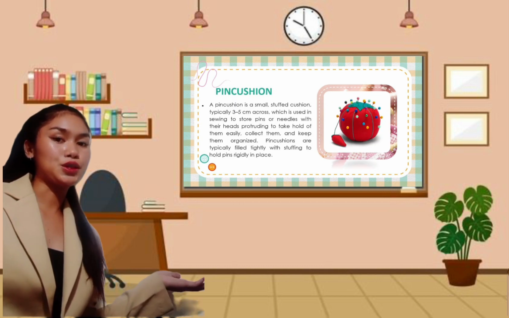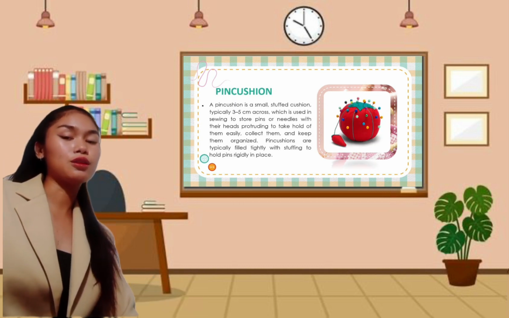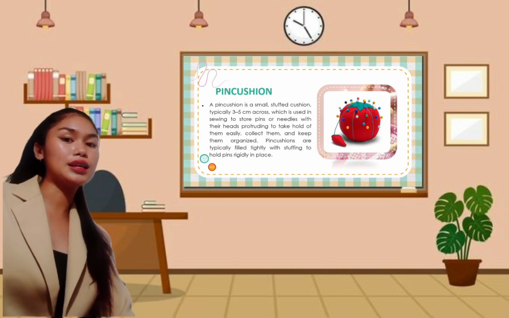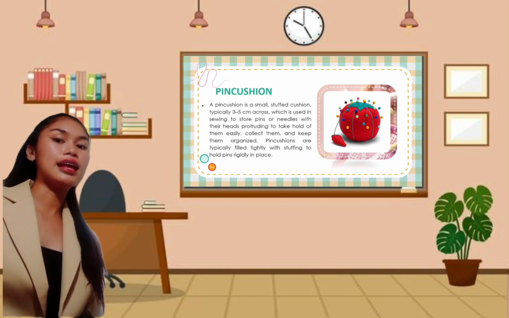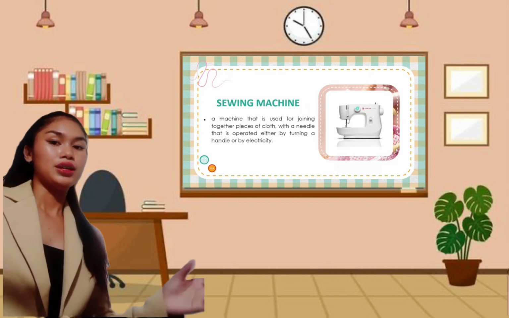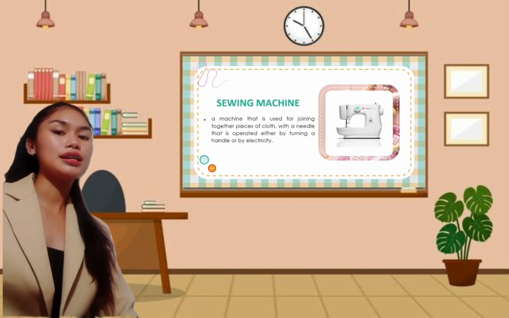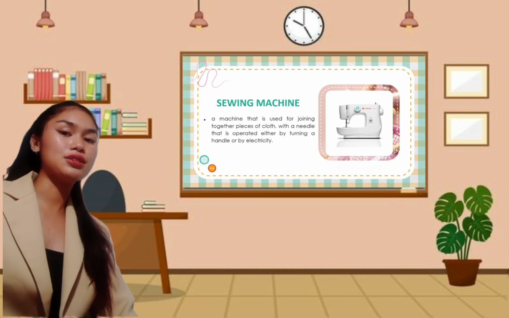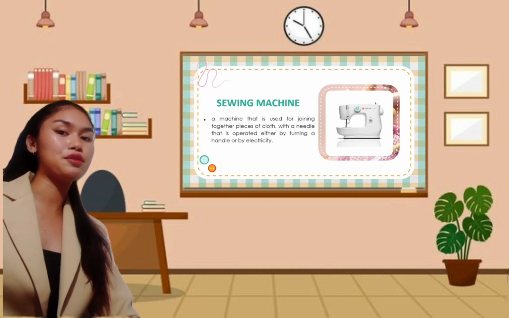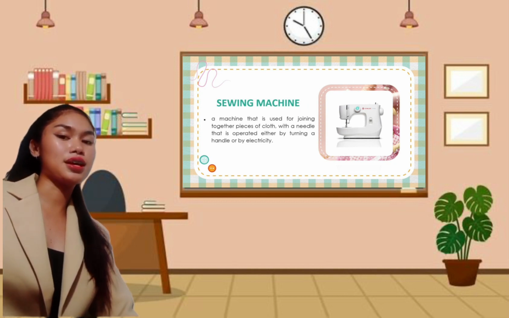And a pin cushion is a small cushion container designed to hold and organize sewing pins for easy access during stitching. And last, a sewing machine. It is a mechanical or computerized device that automates stitching, enhancing the efficiency of sewing tasks by rapidly creating uniform and precise stitches.